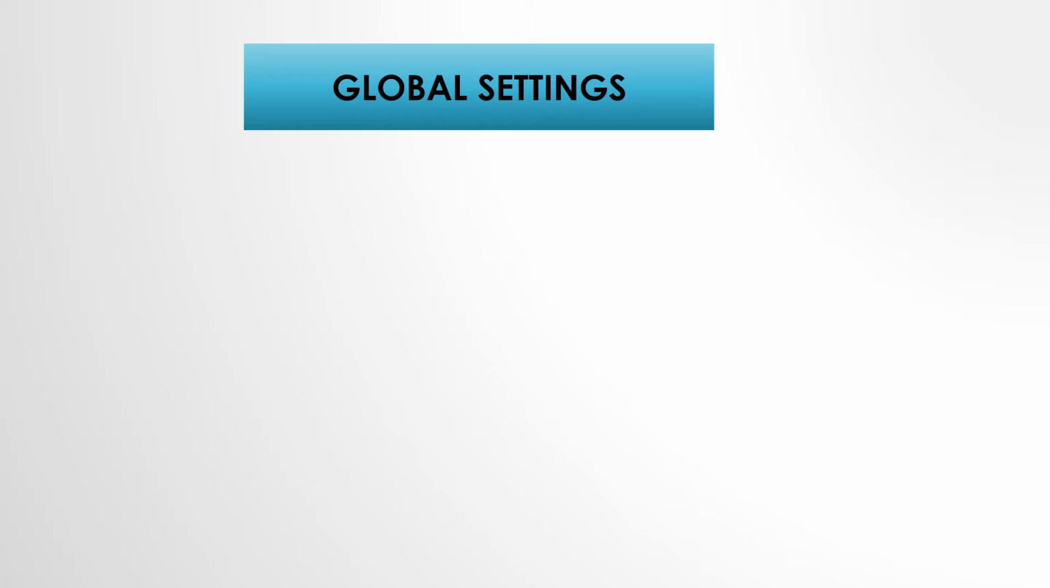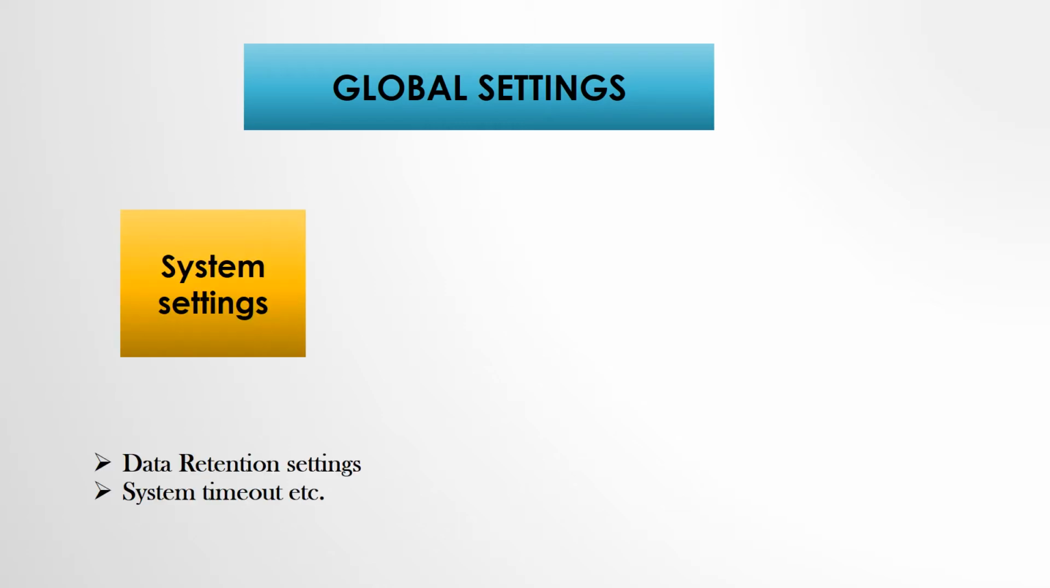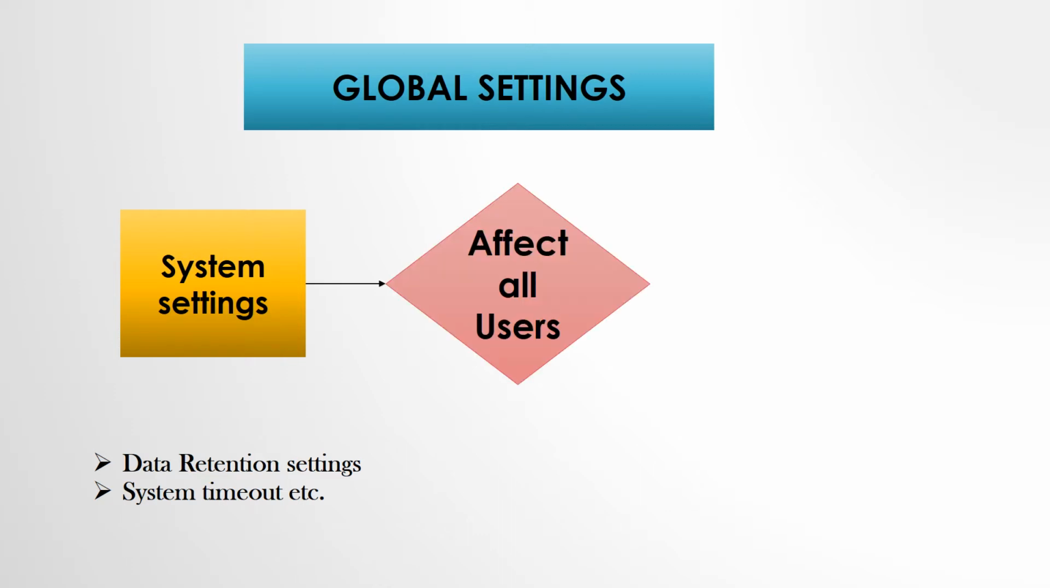Global settings are the settings which control system settings. Settings such as data retention and system timeout related settings come under it. The thing to note here is that these settings affect all users in your vROps, and that is also why these are called global settings.